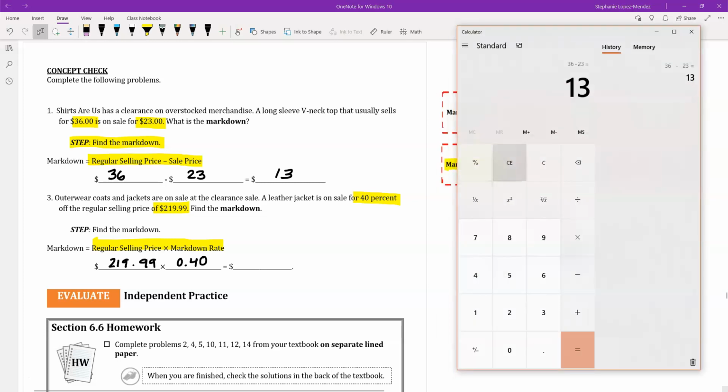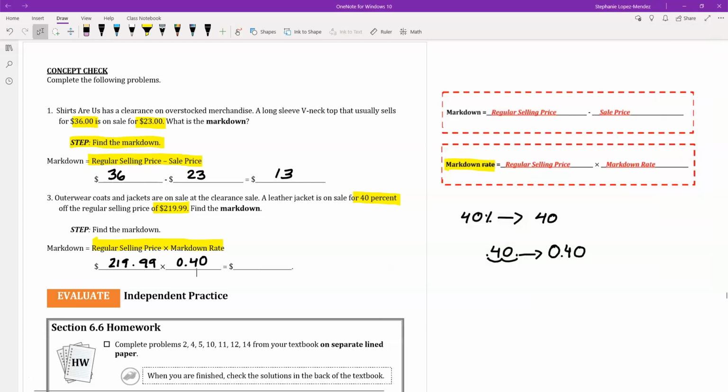I now go to my calculator and I have 219.99 times 0.40, that is 87.99. Okay. Now my result, my markdown, is equal to 87.99, which we could also approximate to $88.